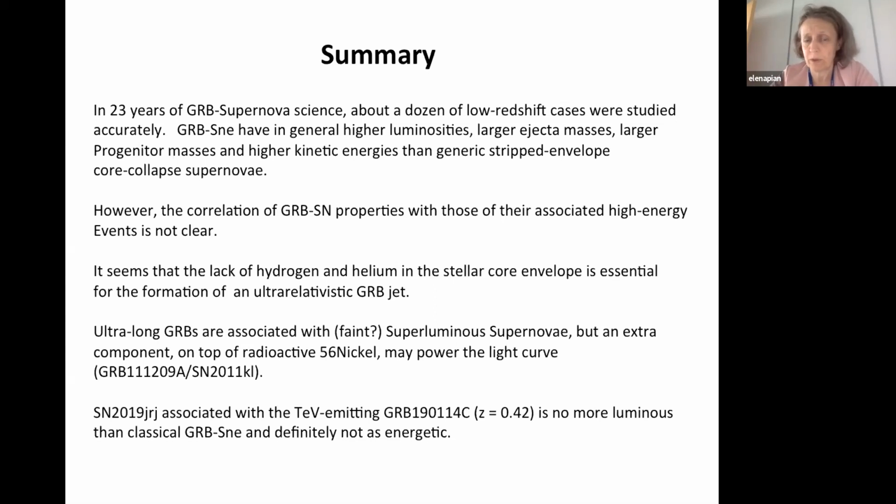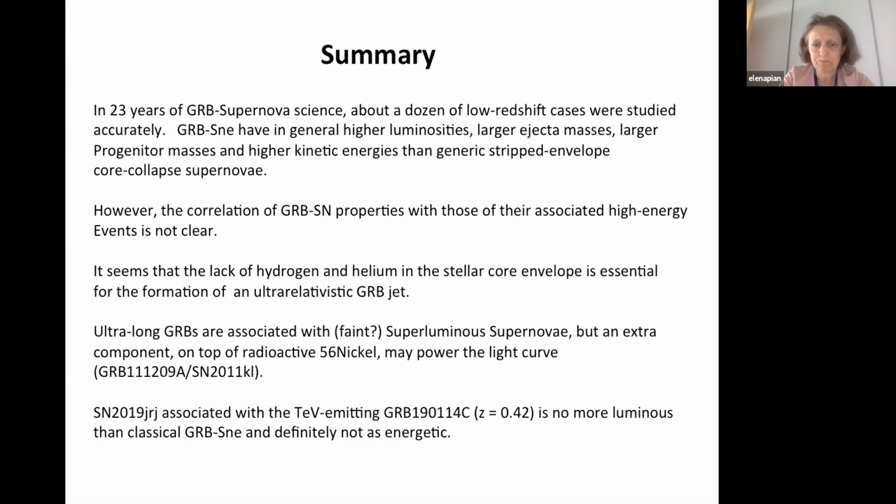And curiously, we don't know how this range, how these properties correlate with those of the gamma ray burst properties themselves. There is no clear correlation. It seems that the lack of a thick hydrogen and helium envelope is a condition to form a successful ultra-relativistic gamma ray burst jet. Ultra-long gamma ray bursts are potentially very interesting. Unfortunately, we have detected so far only one case. This is due to the technical difficulty of detecting these ultra-long gamma ray bursts. They are associated with possibly the fainter tail of superluminous supernovae.